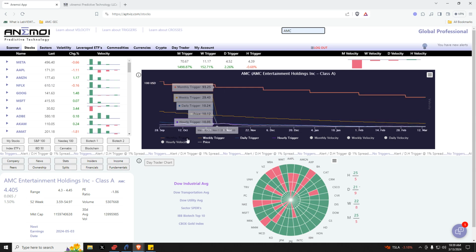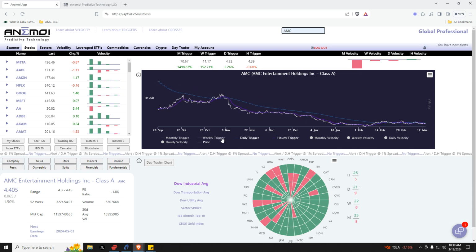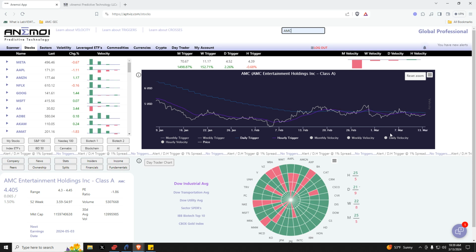And let me show you what's important here. I'm going to remove the monthly trigger, and I'm even going to remove the weekly trigger for the time being. And then let's zoom in on this price action here. And you can see how the hourly trigger, which is that violet line, and the daily trigger, which is the blue line, have been squeezing together, clustering here ever since sort of February the 15th.